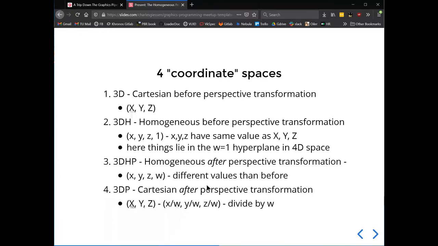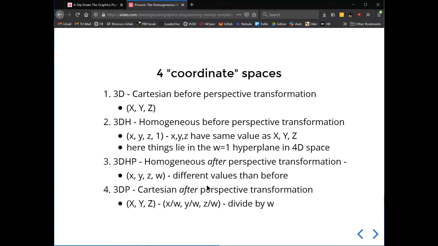The author, Jim, describes that there are 4 places that we can consider coordinates to be in. There are only 2 spaces, the Cartesian and the homogeneous spaces, but when dealing with perspective transformations, it's useful to distinguish 2 subphases. So we have our 3D coordinate that's just in Cartesian, and when we tack a 1 onto the end, we've turned it into a homogeneous coordinate, but the values of x, y, and z haven't changed. As I mentioned earlier, you can picture this as being the w equals 1 plane in hyperspace, that hyperplane in 4D space. I've been watching too much Star Wars.